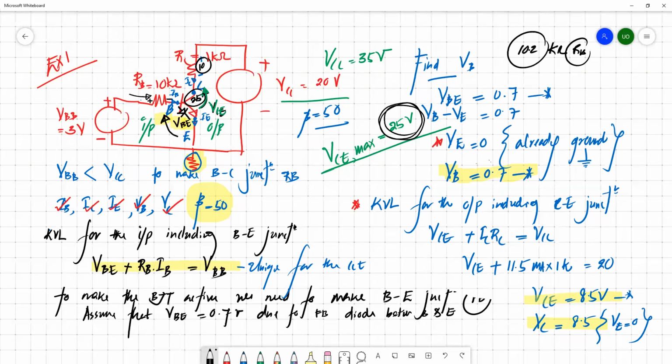So next time we'll move to the operating regions and the biasing of a transistor, the DC load line and so on. Up to today, we can wind up the session.